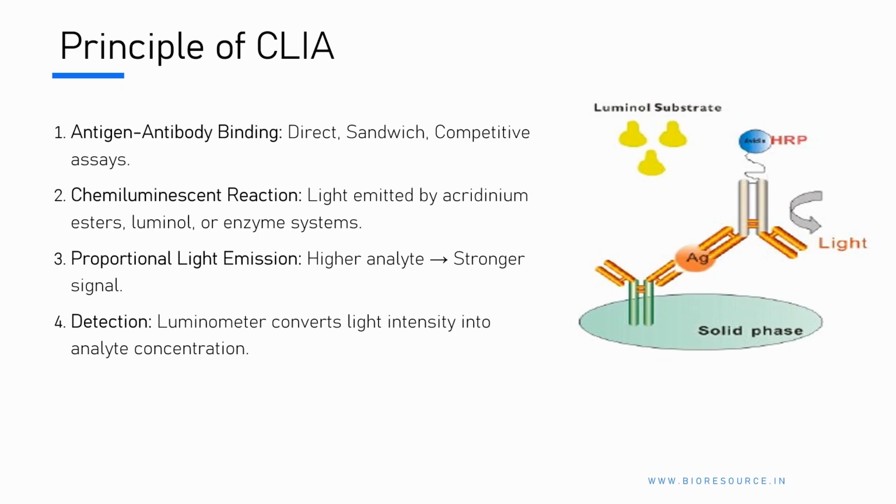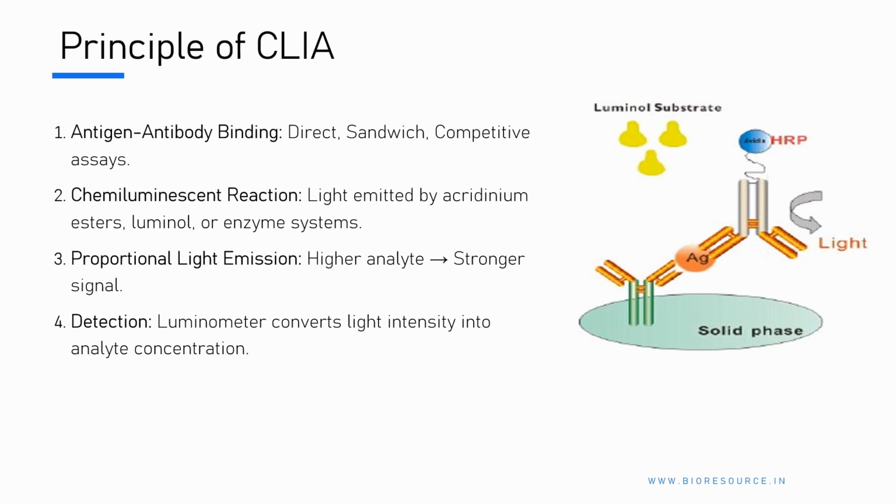This principle ensures that CLIA provides high dynamic range and sensitive detection even for very low concentrations of analytes. For measuring the signal, a luminometer is used to detect and measure the emitted photons. The instrument contains a photomultiplier tube or a CCD sensor to capture the light intensity. The data is then processed and analyzed, converting luminescence intensity into analyte concentration using a standard curve.